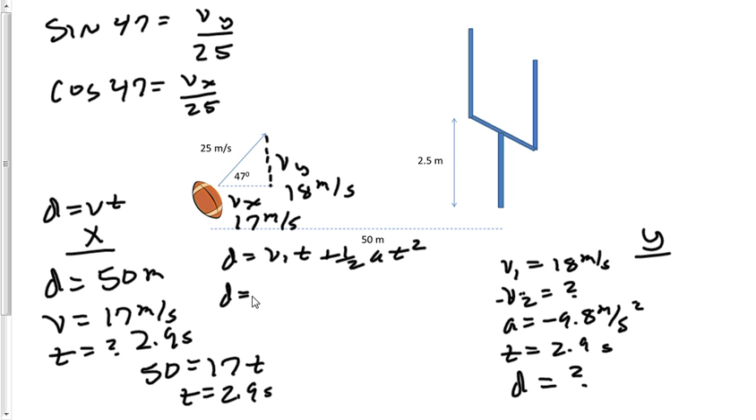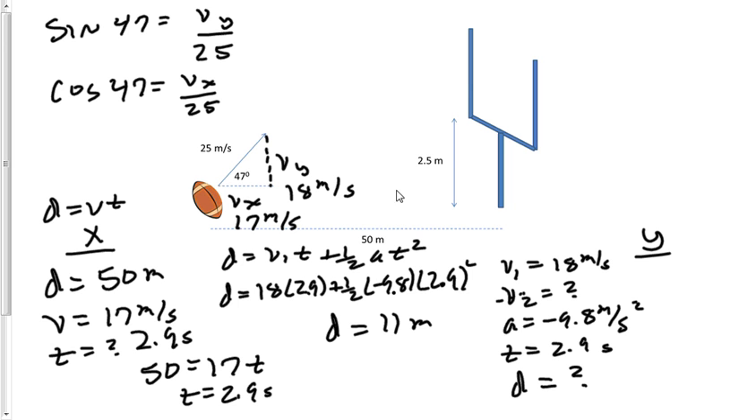Displacement is equal to 18 multiplied by 2.9 plus 1/2 times negative 9.8 times 2.9 squared. d turns out to be 11 meters. What that means is the football will be up here somewhere when it reaches the goalpost and is definitely above the 2.5 meters of the crossbar. As long as the football will go in between these two posts, we assume that the field goal is good.